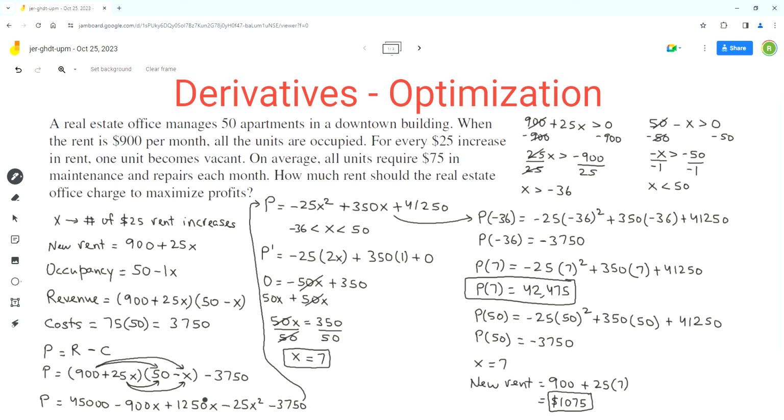So these are the steps you have to keep in mind to solve a problem like this one. So it's very important to first understand that profit is equal to revenue minus cost. So we have to use x as the number of $25 rent increases to find the expression for the new rent and the new occupancy, and then use that to calculate the revenue function, and from that we subtract the cost function, because in this case every unit will require $75 monthly maintenance.